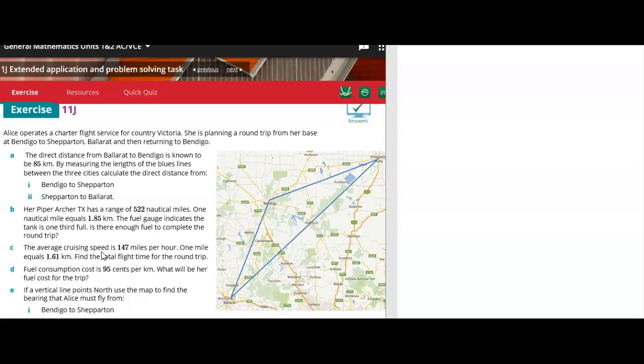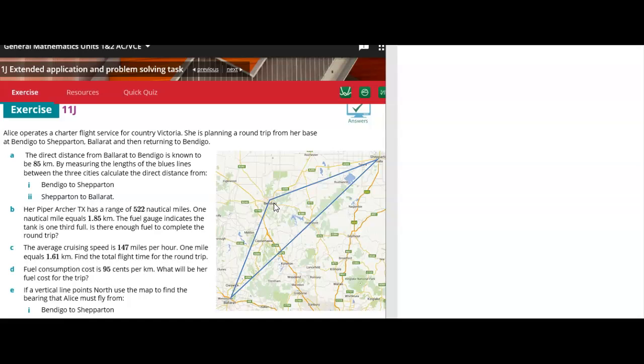Bendigo is, I was just about to point at the screen because you guys can see me pointing. I can do it with this, it's here. So she's going from Bendigo up to Shepparton and then going down to Ballarat and then going to Bendigo. The direct distance from Ballarat to Bendigo is known to be 85 kilometres.